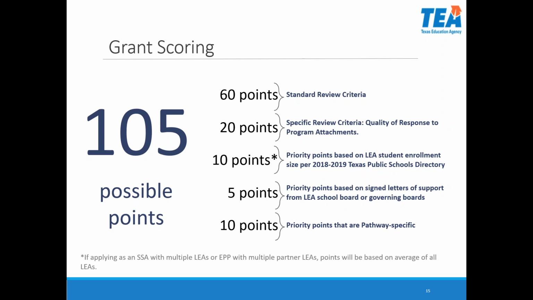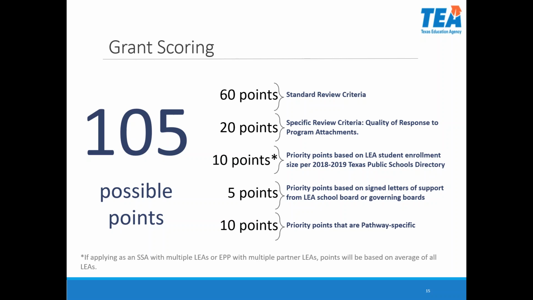4, priority points based on letters of support received from LEA school or governing boards, up to 5 points. For SSA applicants or EPP applicants partnering with multiple LEAs, these points are based on the percentage of letters of support received from the local school or governing board. Try to submit a letter for each LEA included in the application.